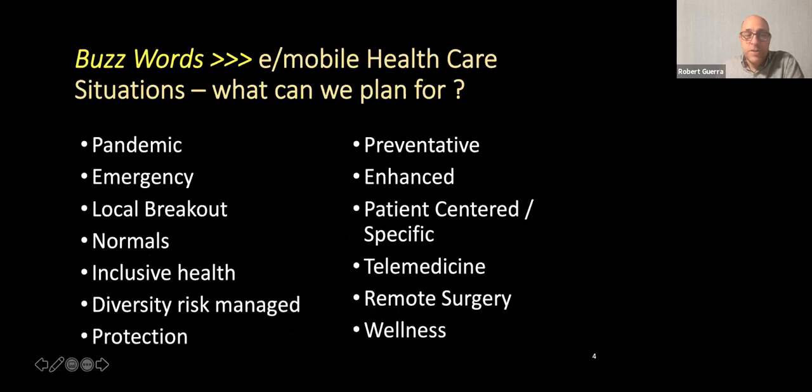Going to the next slide, some additional buzzwords that we've been hearing, especially during the COVID-19 pandemic. These are situations around these particular words that we really need to plan for. What are some of these words that really trigger the need to have a comprehensive plan around them? Whenever we hear the word pandemic, is there a response plan? If there's an emergency, if there is a local outbreak, if the situation is normal, if one wants to build an inclusive health situation, diversity, risk managed situation, protection, preventative, enhance, patient-centered, specific health, and all terms that have been used for a long time that we need to develop situations for, as well as the long-used terms of telemedicine, remote surgery, and wellness.